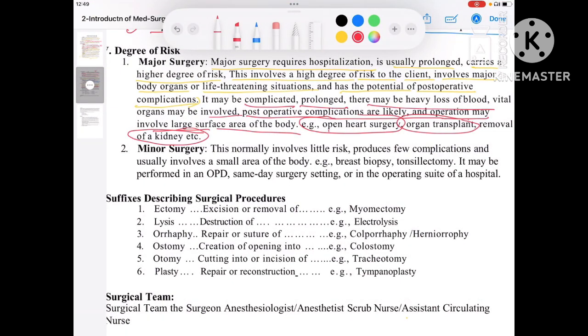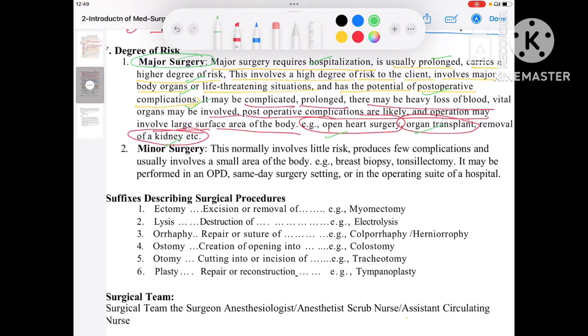The patient should be hospitalized, it is a prolonged procedure, carries a high degree of risk, involves the major body organs, and is life threatening. Then there will be post operative complications. The surgeries are open heart surgery, organ transplant, and removal of the kidney. So these come under major surgery.